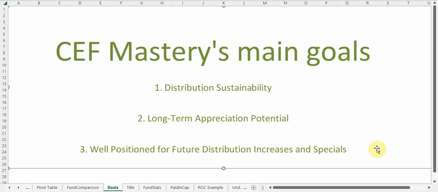For those of you not familiar, Closed-End Fund Mastery focuses on three primary goals: distribution sustainability, long-term appreciation potential, and being well positioned for future distribution increases and special distributions.